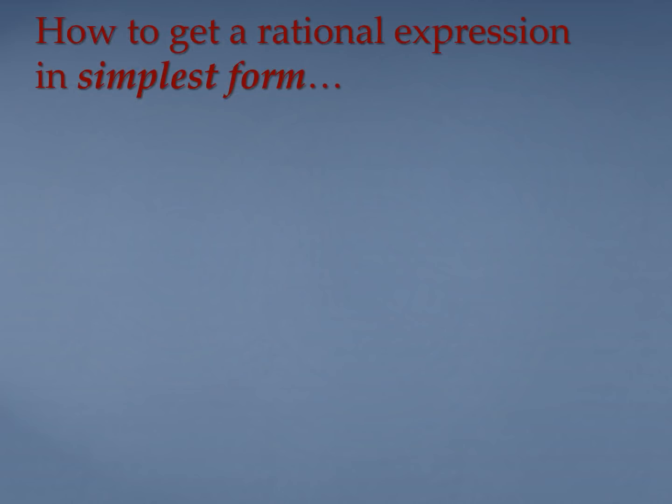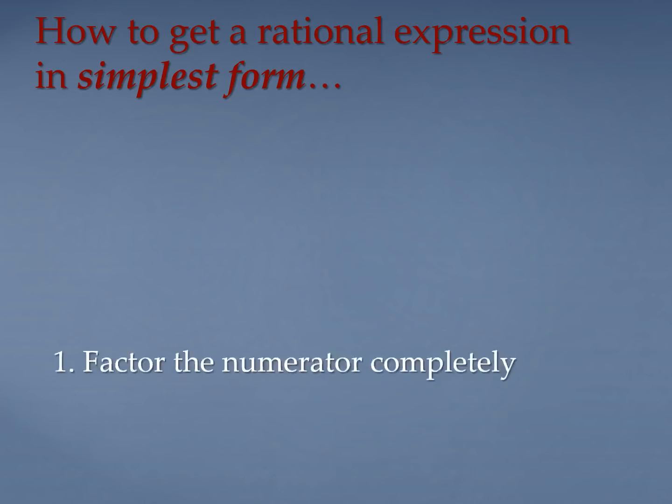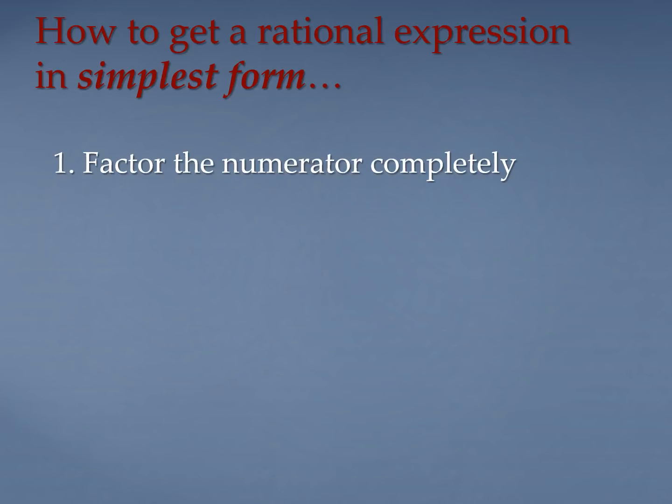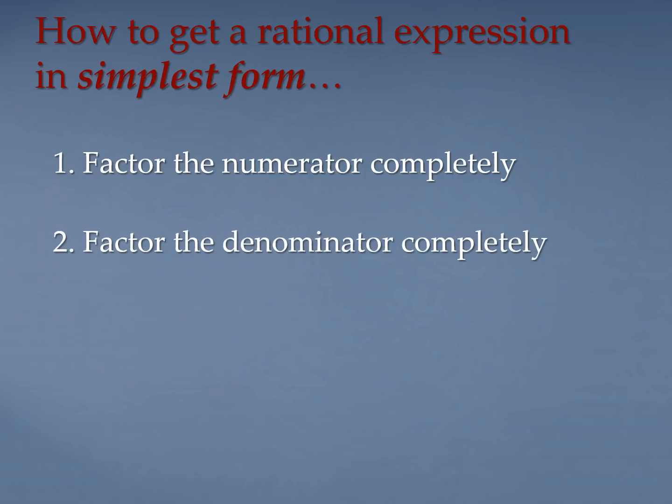How to get a rational expression in simplest form. Here are your steps. These are going to be your basic steps to simplify a rational expression. The first step, factor the numerator completely, the upstairs. Step 2, factor the downstairs completely, the denominator. Or if you like, you could start with the denominator and then factor the numerator. The point is we need to factor the upstairs and the downstairs before we start canceling stuff out.